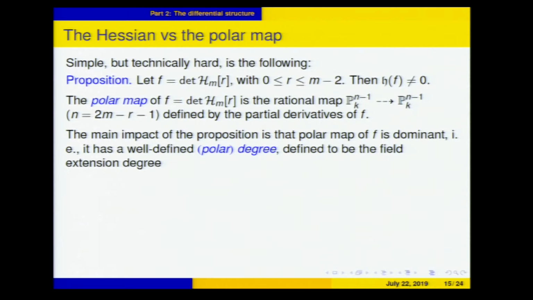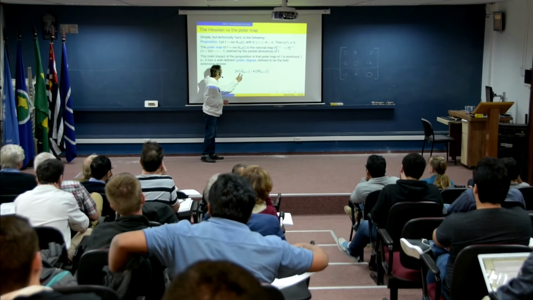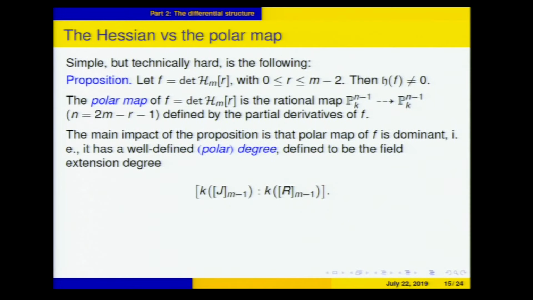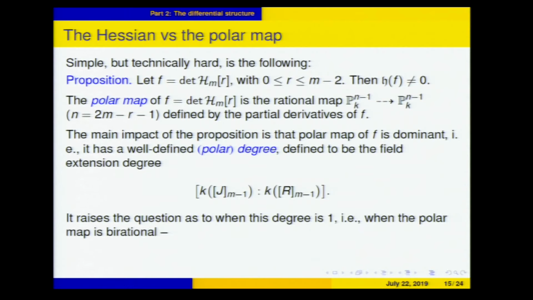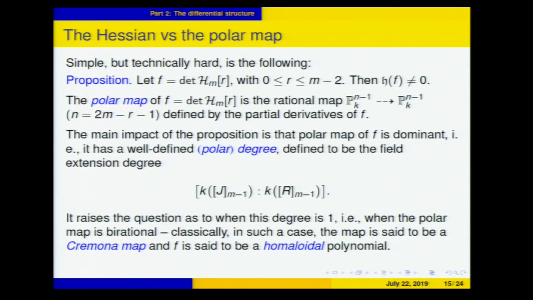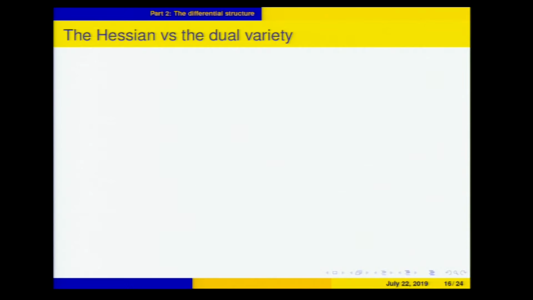So you have a polar degree, which is the field extension degree. You take the field of fractions of the subalgebra generated by the partial derivatives, and the one generated by R in degree m minus 1. So this is the degree. And it raises the natural question, when this degree is 1, or said otherwise, when the polar map is birational. In this case, you have a Cremona transformation, or you also say that f is homaloidal. Okay, I'll discuss this in a minute.